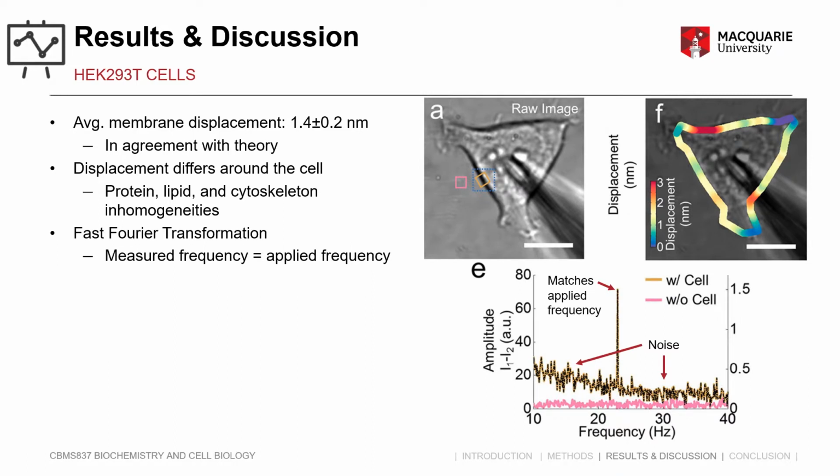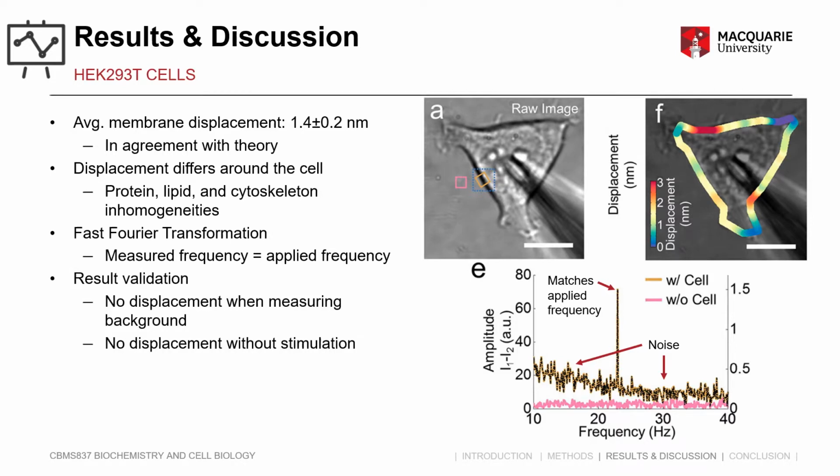The group also performed fast Fourier transformation. This takes the measurement from the time domain to the frequency domain. This was mainly done to confirm the experiment's validity, and they found that they could actually get the frequency that they applied the voltage back from the results. Further result validation was done by measuring a point completely beside the cell where they saw no displacement, and also they measured the cell membrane but did not apply the voltage stimulation, and here they also saw no displacement.